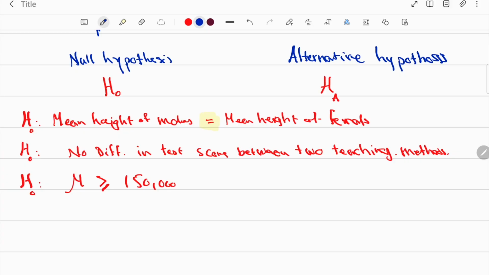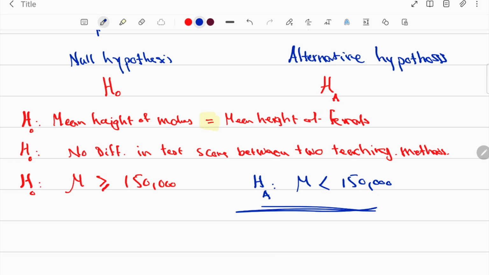The mean height of males is different from the mean height of females. Okay? Or there is a difference in test scores between two teaching methods. Or the mean, or the average, of the doctors' income is going to be less than 150. Someone said, no, it's less than. So we have to test this. We have to see this claim, right?